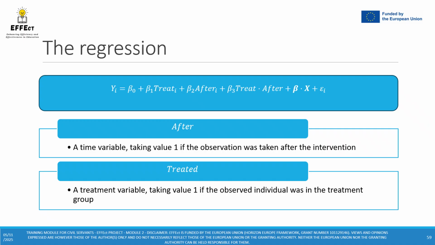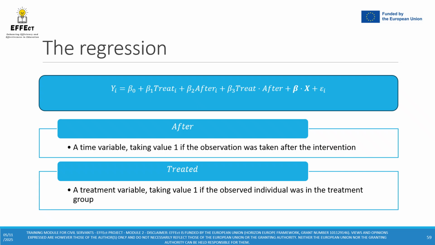This would be an example of a regression which uses a difference in differences approach. After would be a time variable, taking value 1 if the observation was taken after the intervention and 0 otherwise. Treated is a treatment variable, which takes value 1 if the observed individual was in the treatment group. Now, let's reflect and think about what would happen in each of the 4 points of observations.